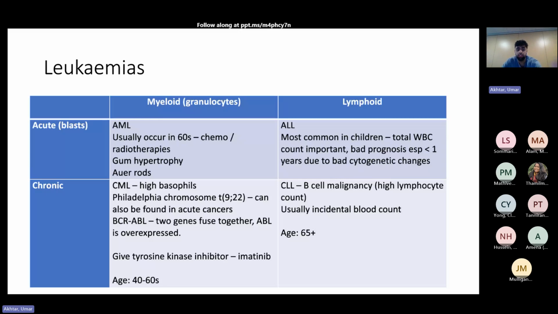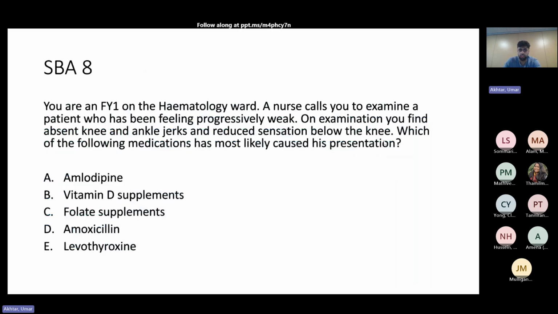In terms of CML, it's most commonly the Philadelphia chromosome. That could be a random question they stick in there, with translocation 9;22. It's more common in CML. And then there's a drug you can give, imatinib, which is a tyrosine kinase inhibitor. Again, the age is between 40s and 60s. And then finally, CLL is a B-cell malignancy, normally found incidentally on a blood count, doesn't present that often with symptoms, and is more common in older people for sure. Okay, let's go on to the next one.